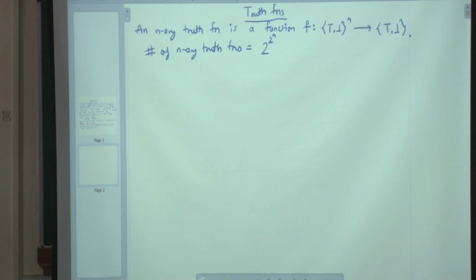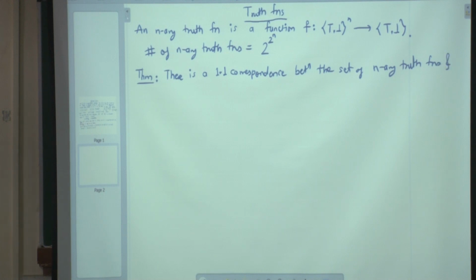So, will it come as a surprise to you if I said that there is a bijective correspondence between truth functions and, so yeah, I mean, let me write the theorem. There is a 1-1 correspondence between the set of n-ary truth functions and the LT algebra BL, where size of L is equal to n.